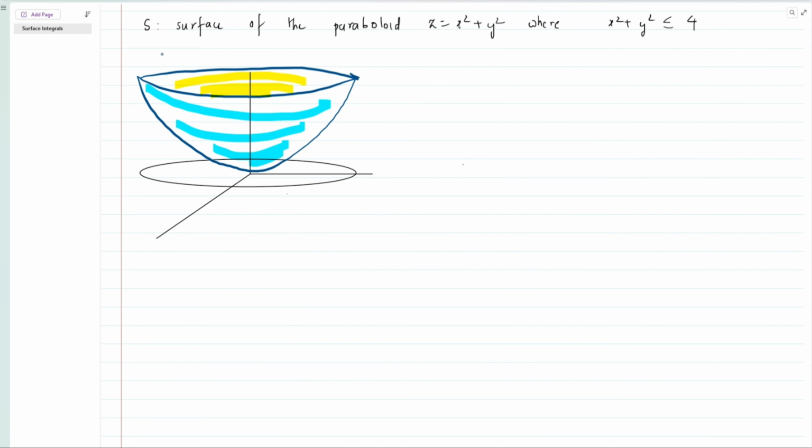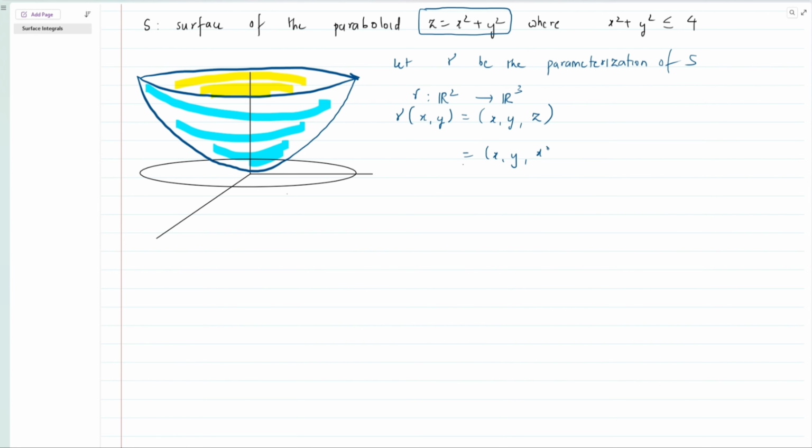The very first thing which we will be doing for surfaces is we are going to parameterize them. So we will say that let gamma be the parameterization of S. By this we mean that we are going to define gamma as a function in R2, and it will be giving us the entire surface in R3. So in this case, it is easy to say that gamma of x comma y can be evaluated as x, y, and we are going to have here z. But since we know that the equation of this function is z equals x square plus y square, we could replace this as follows.